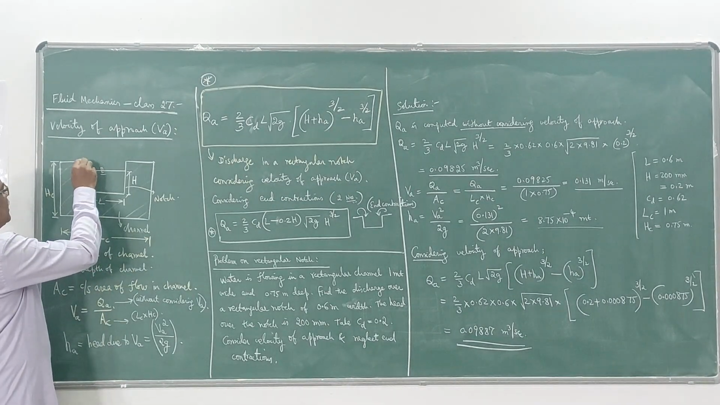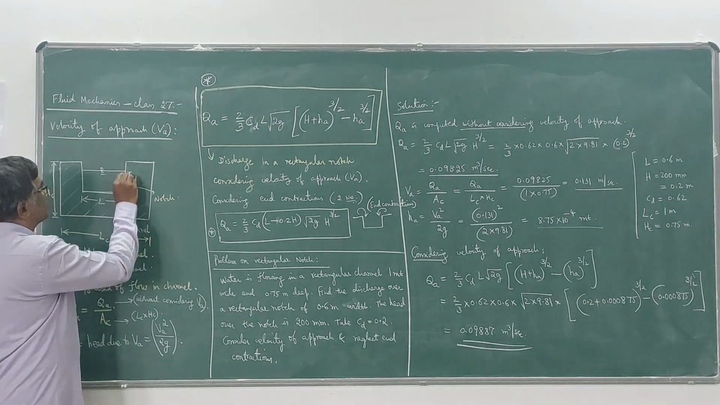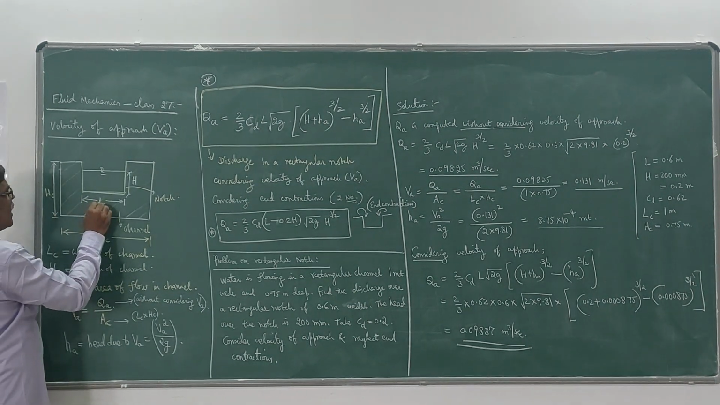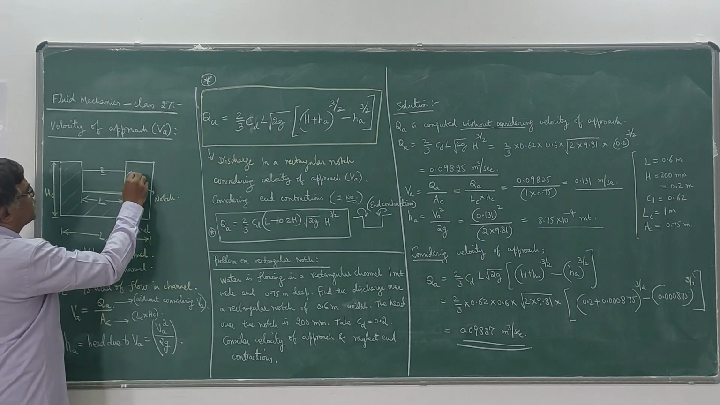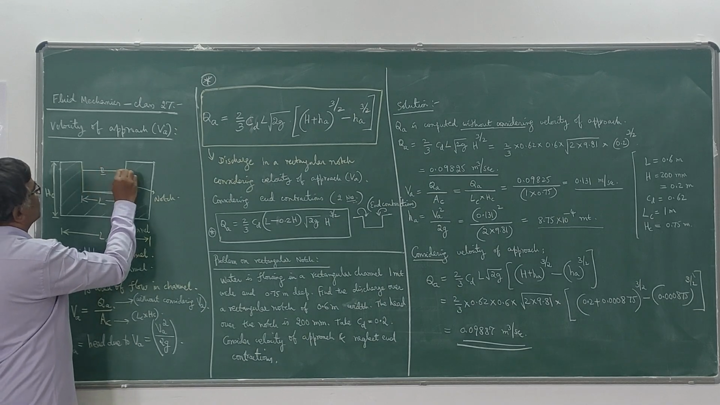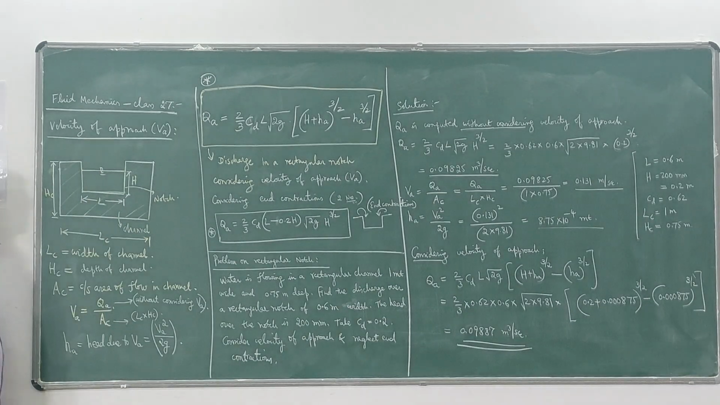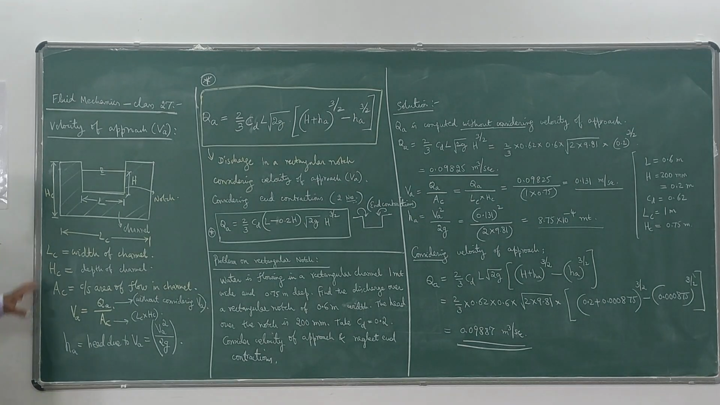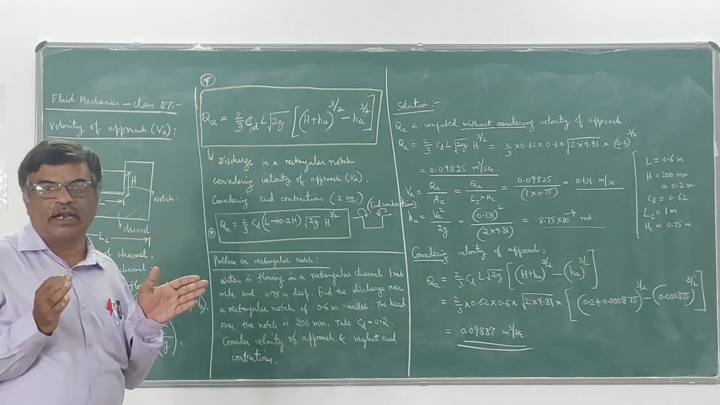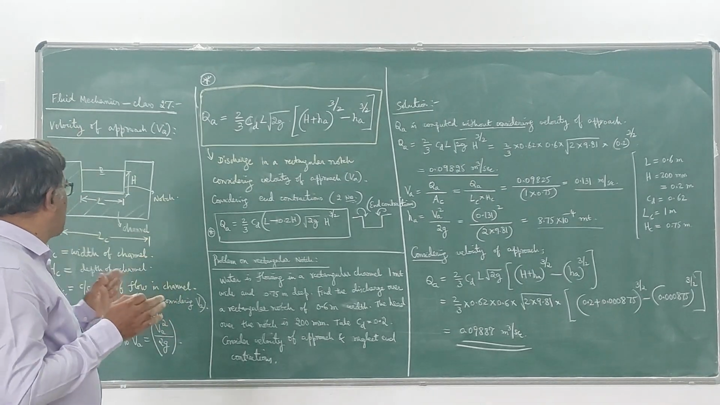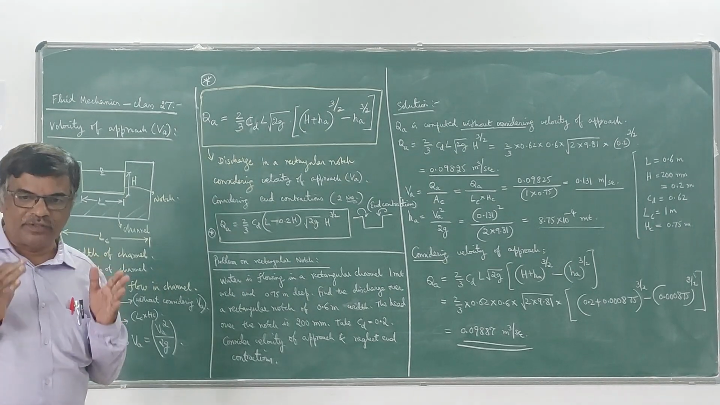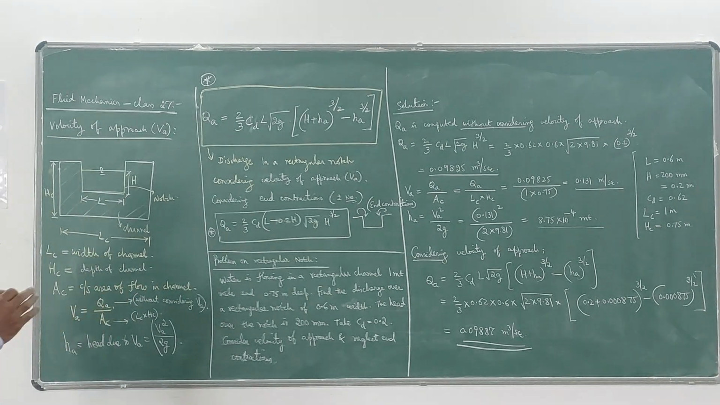In this channel, a rectangular notch is fitted like this. The rectangular notch width is L and the head over the notch is capital H. So actually this is the area of flow. L into H is the area of flow in the notch. Now here what happens, whenever a notch is fitted in a channel, the dimensions of the channel and the dimensions of the notch are different. In such a case, you have to consider what is called the velocity of approach.